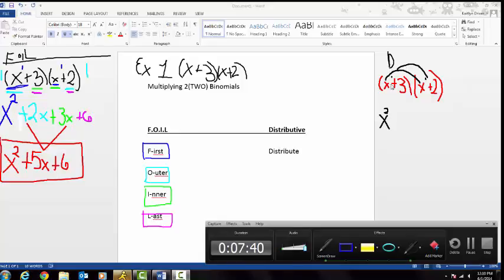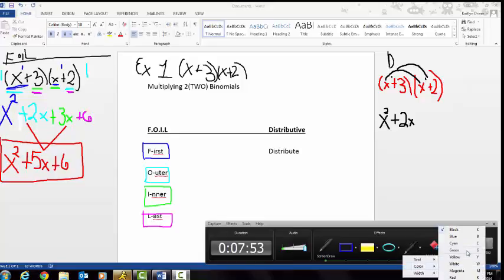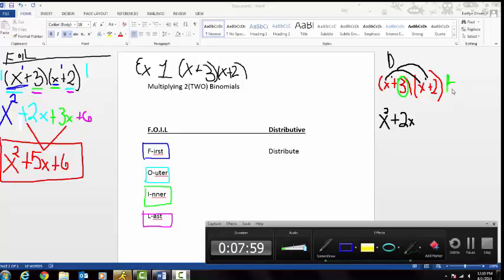Now you have to multiply x times 2 to get positive 2x, right? Okay, now let's change the color. Now you need to multiply your 3 by both of these. So you need to multiply these.